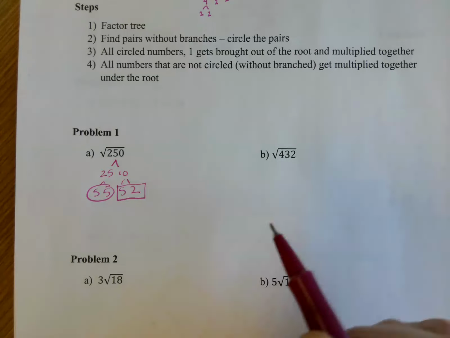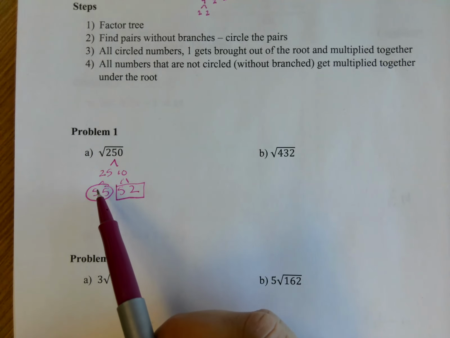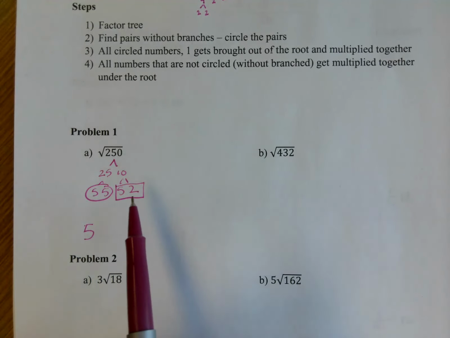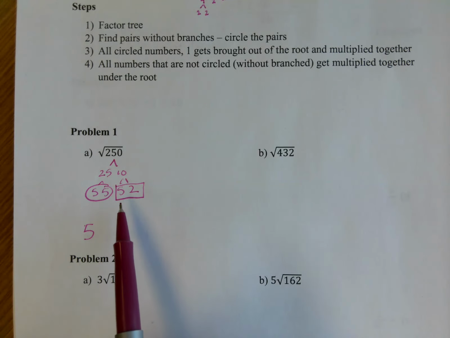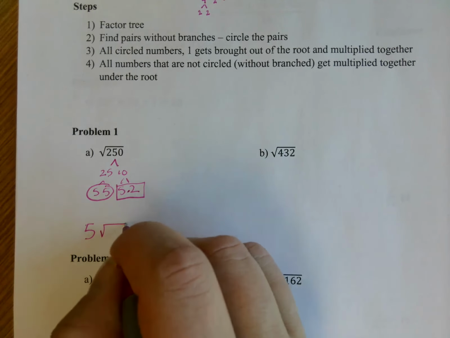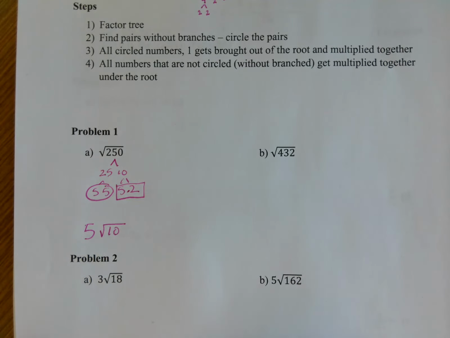So I'm going to box those in. Anything that's circled, one of those numbers gets brought up. So one 5 gets brought out of the root because there's a pair of 5s here. This 5 and this 2, those get multiplied and stay inside of the root. So this would be 5 square root 10.